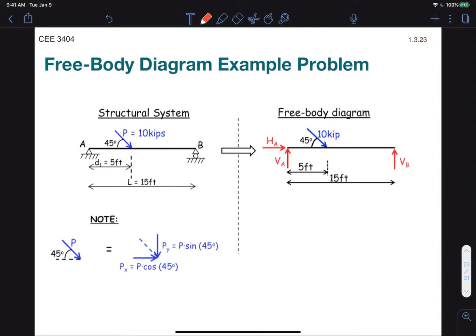Now here's a very simple example for a free body diagram. So if we have a structural system that is pinned and roller supported with a force applied at an angle of 10 kips, we will note that we can resolve that force into its proper components by doing the cosine and sine operations like I showed. And then we turn it into a free body diagram by drawing the corresponding forces. Okay, so again, the pin at A has vertical and horizontal supports, so we can draw those. And then the roller support has only a vertical support, so that's our VB.